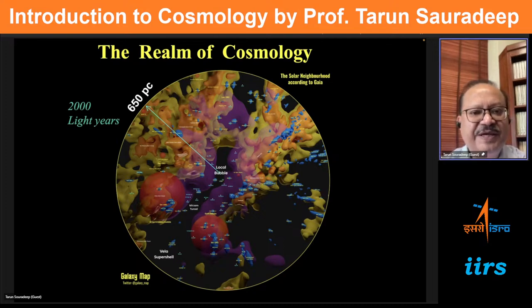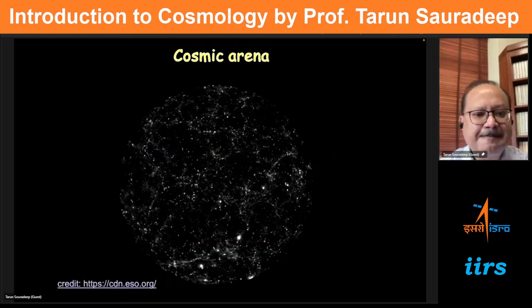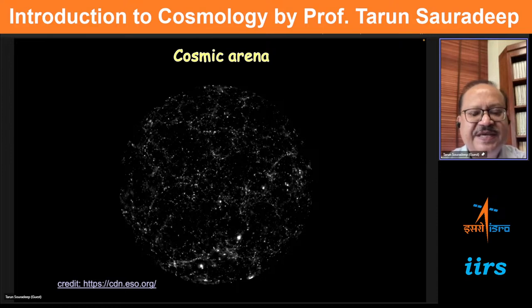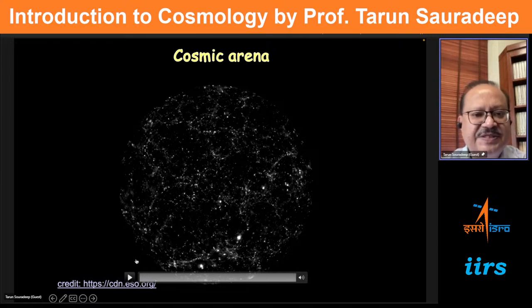So let's go beyond the galaxy and peer back. And you will see that the universe is full of such galaxies. And these galaxies are not kept in some uniform pattern, but they seem to have arranged themselves in very rich structures.